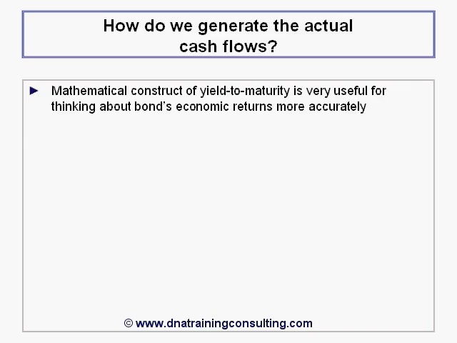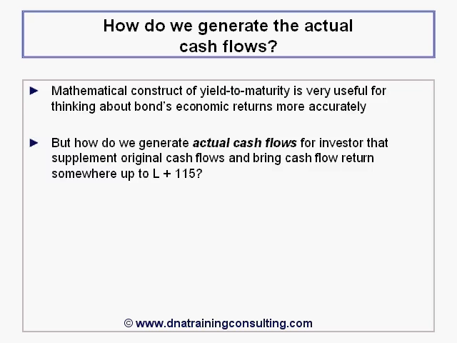But it is one thing to use the mathematical construct of yield to maturity to think about a bond's economic returns more accurately. It is altogether another thing to generate actual cash flows for the investor that supplement his original cash flows and bring his cash flow return up to the LIBOR plus 115 level. How might this be accomplished?